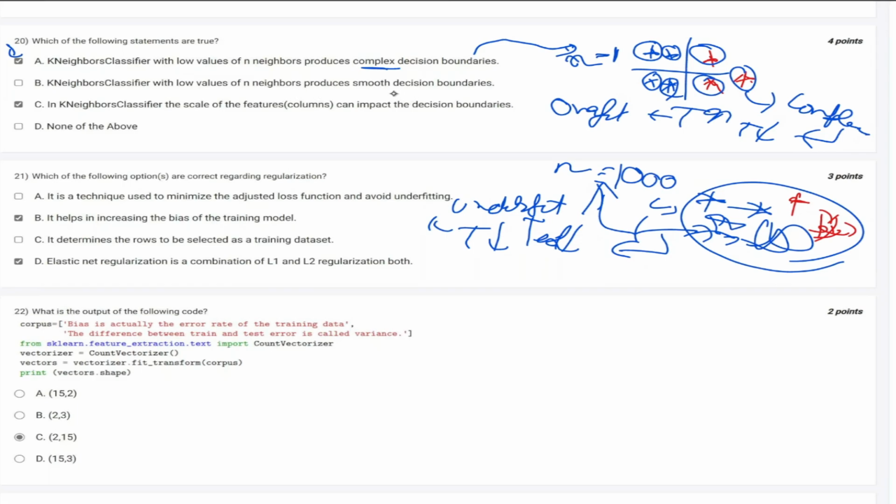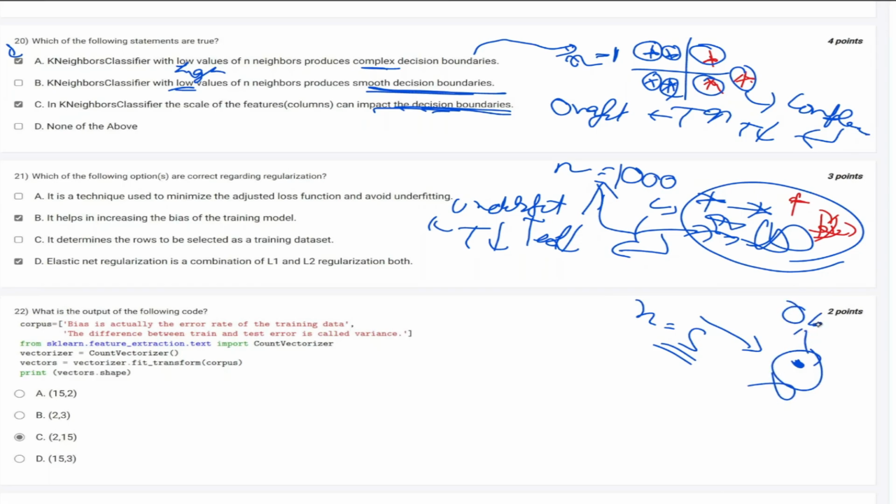Neighbors with low value forming a smooth decision boundary, that's wrong. This should be high. High means moderate, not this high. Okay, does the scale of the feature impact the decision boundary in K neighbors? Yes, obviously, because if the feature is very large, that means it has a long distance, and our n is very small for consultation, so this point might be left out. It is kind of an outlier there. So you have to keep that in mind also while solving. I hope you understand what K neighbors does, because I haven't gone into the algorithm, but yes, this is the base idea.